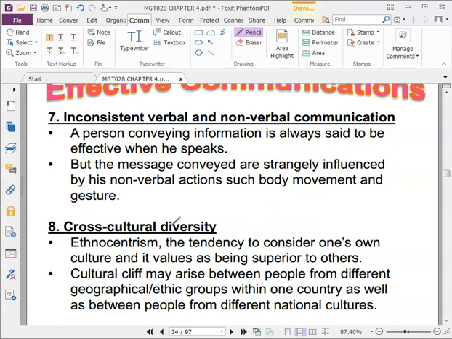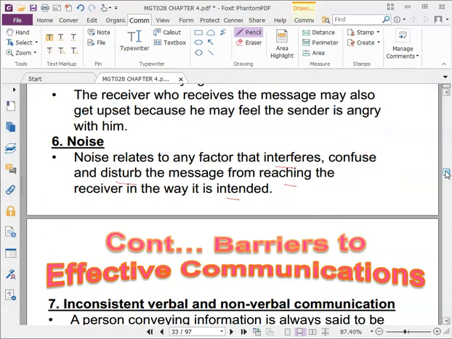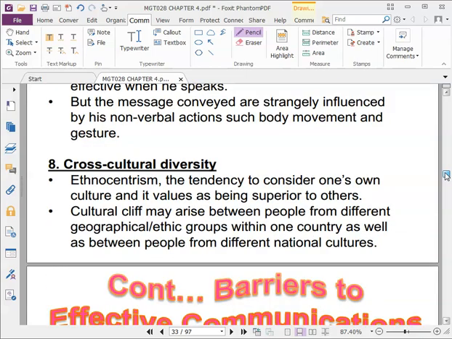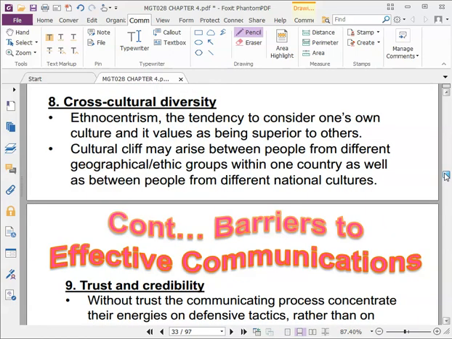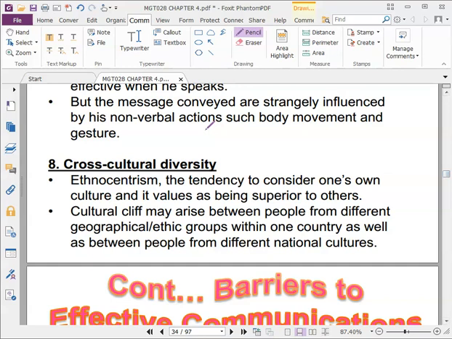Okay, very good. So number 8. Cross-cultural diversity. Ethnocentrism. The tendency of consider one's own culture and its values as being superior to others. Ni pun masalah juga ni, cross-cultural diversity. Cultural cliff may arise between people from different geographical, ethnic groups within one country as well as between people from different national cultures. Okay, ni lebih cross-cultural.